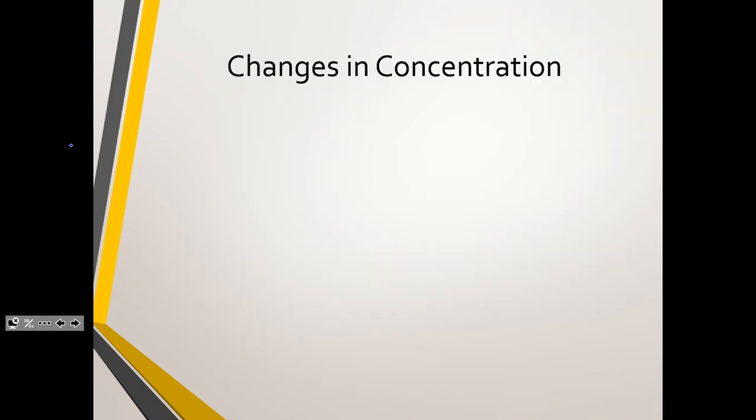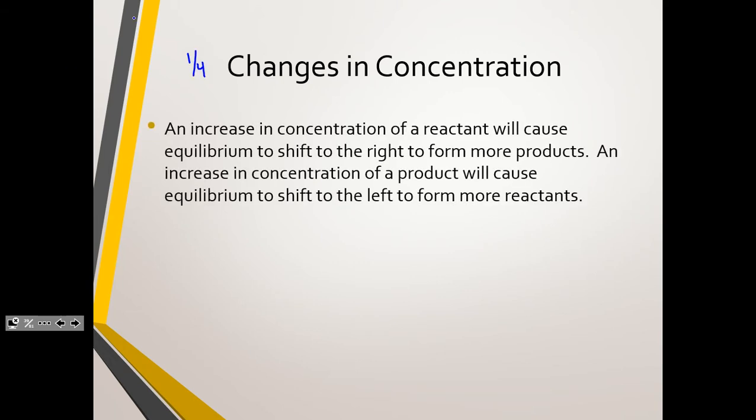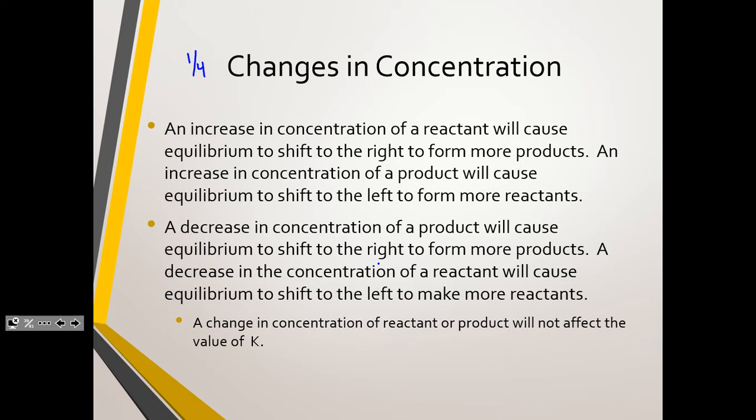The first, if you're keeping notes, this would be 1 out of 4: changes in concentration. An increase in concentration of a reactant is going to cause equilibrium to shift to the right to form more products. An increase in concentration of a product will cause the equilibrium to shift left towards the reactants. A decrease in concentration of a product will cause equilibrium to shift to the right to form more products, and a decrease in the concentration of reactants will cause equilibrium to shift to form more reactants.